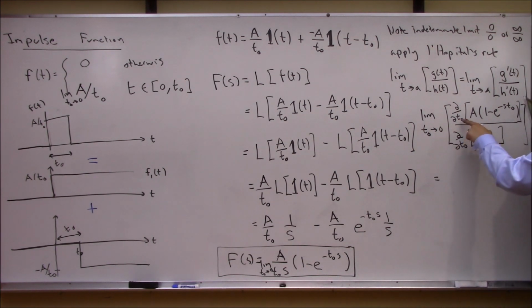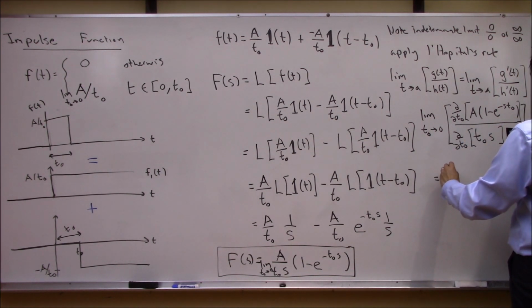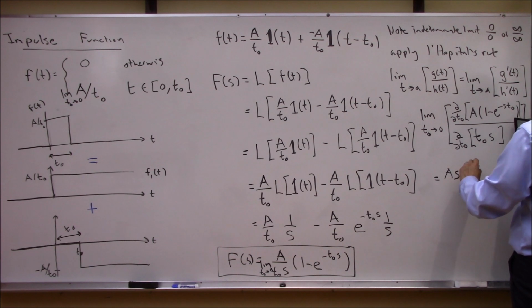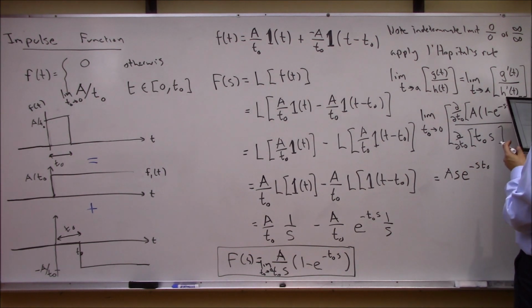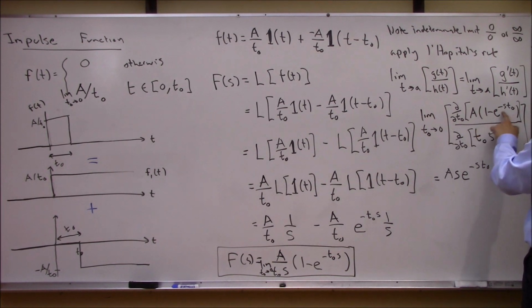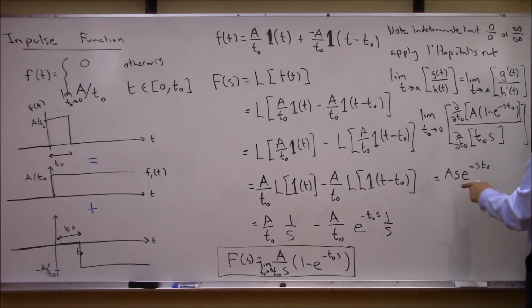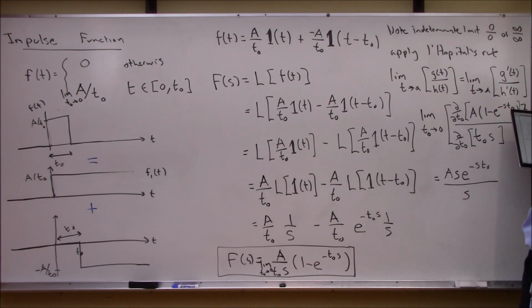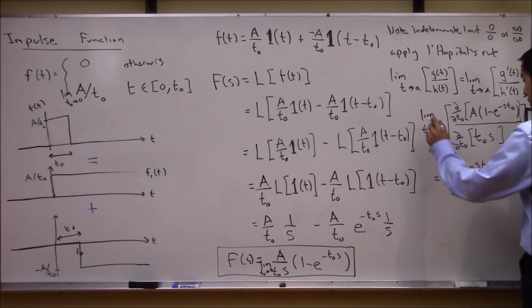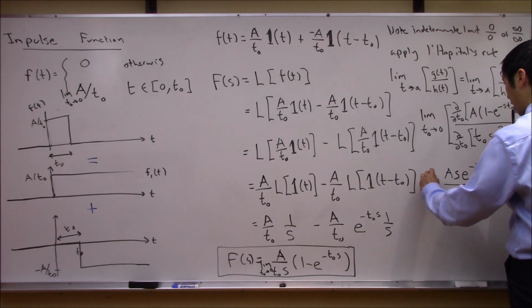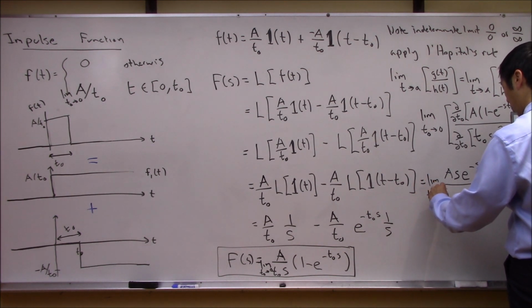So what do we end up with at the top? If we take the derivative with respect to t0, the numerator looks like a s e to the minus s t0. The s drops down, and the negative sign cancels with the negative in the numerator. And then the bottom is just s. Again, I should have written the limit as t0 goes to 0.